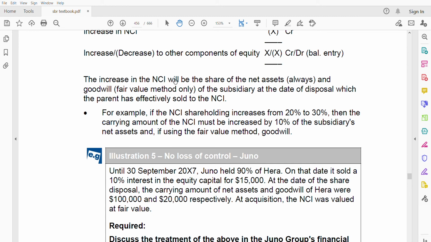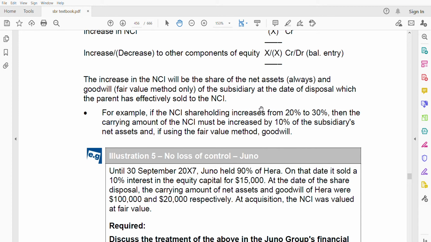The increase in NCI will be the share of the net assets always. And goodwill, fair value method only, of the subsidiary at the date of disposal which the parent has effectively sold to the NCI.